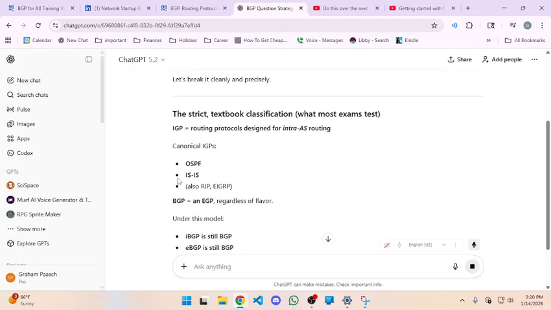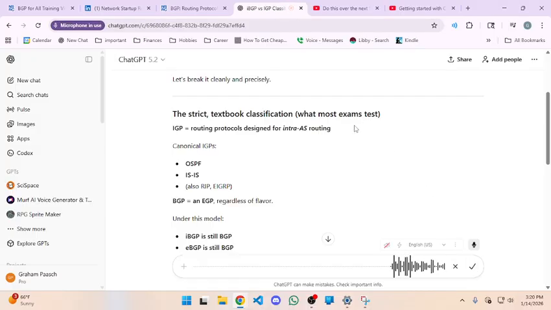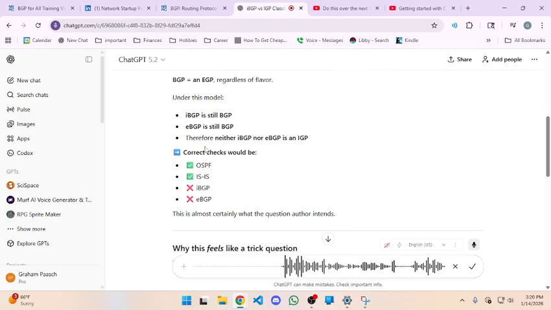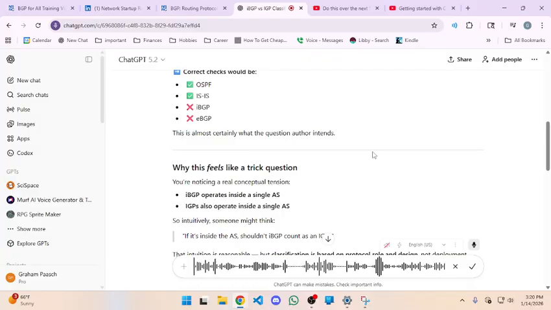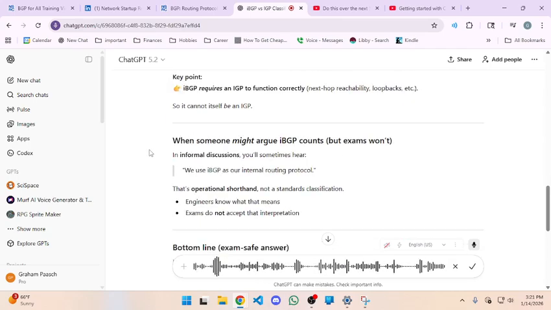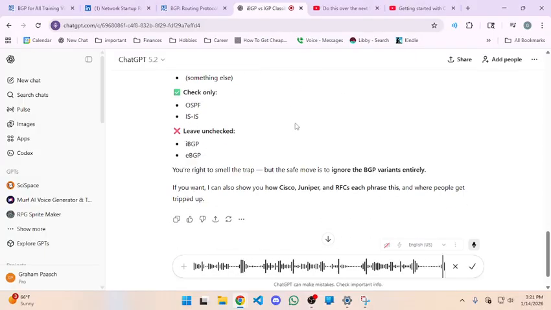Okay, yeah, it's not designed for intra-AS routing. In fact, when it's used that way, there are inherent flaws in its design that you have to get over, for example by using route confederation or route reflection. So yeah, okay, you would leave both of them unchecked.